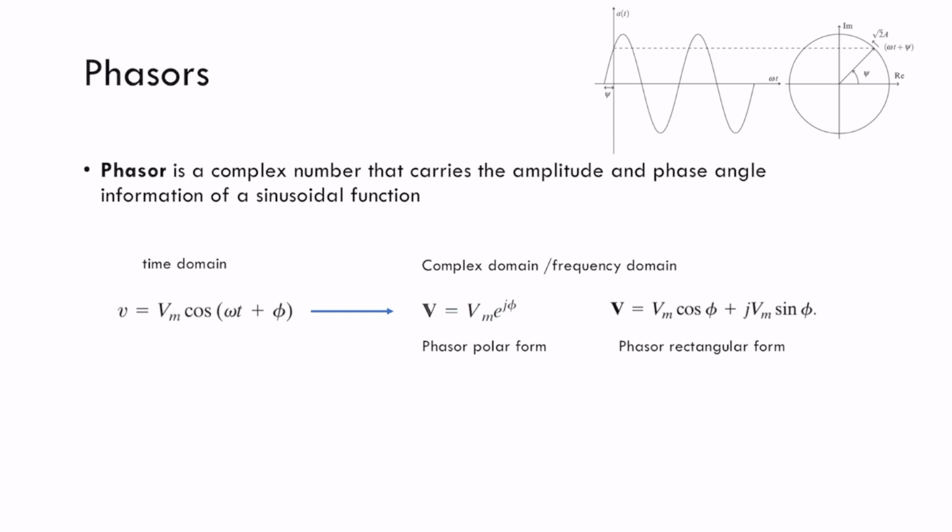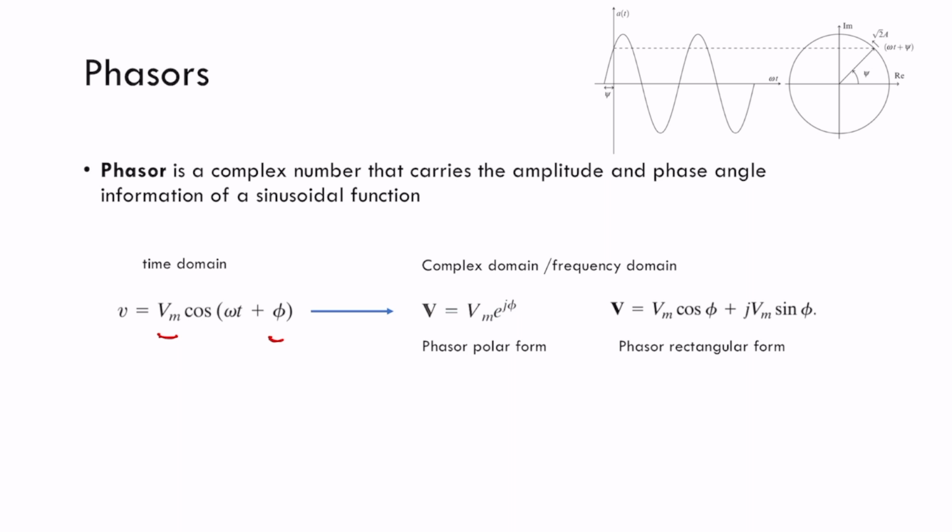Then, we can actually transform this omega, this angular frequency, so it's constant, for example 50 Hz or 60 Hz. So what's important here is just this amplitude and this phase angle. So we can represent the same information with something called a phasor. And the phasor is basically a representation of this time domain function in a complex domain.